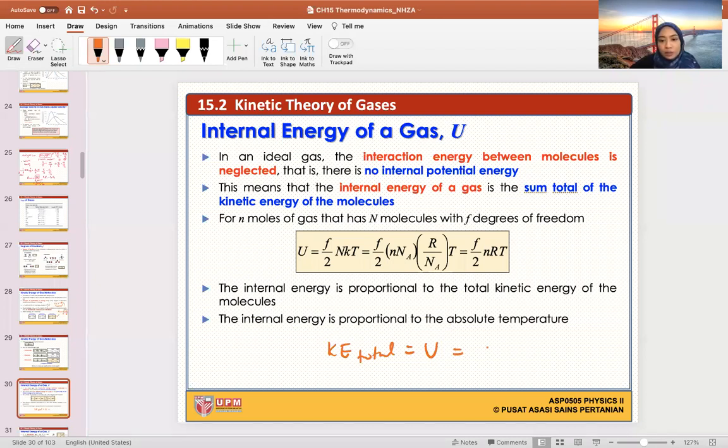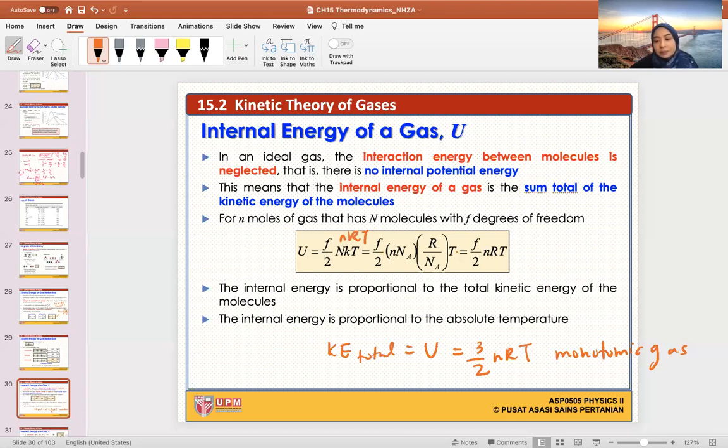We saw that U is equal to 3 over 2 nRT. And whenever we have these, it means that we are going to be affected by degrees of freedom. This is specifically for a monatomic gas. Now we can generalize the equation for internal energy of a gas: U equals F over 2 nRT, or capital N kT.